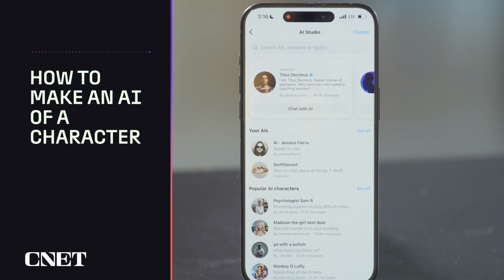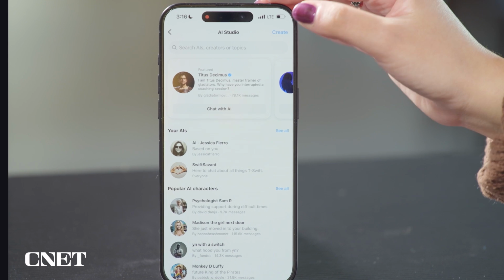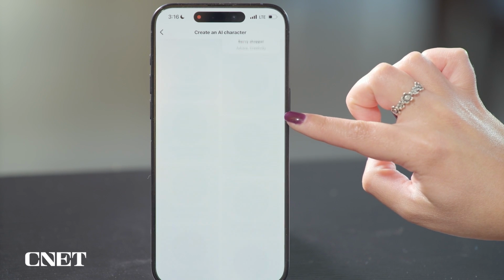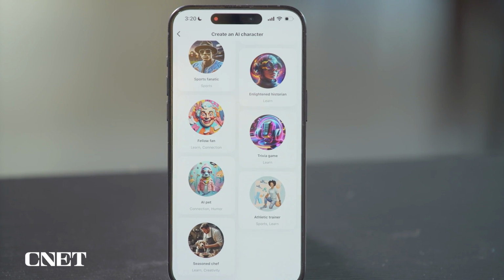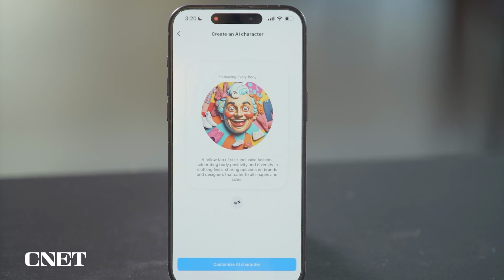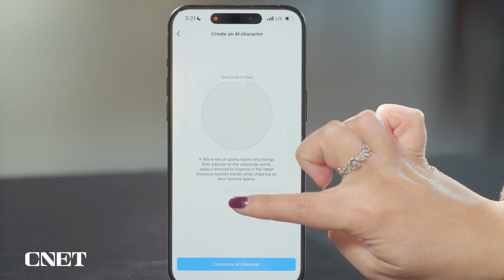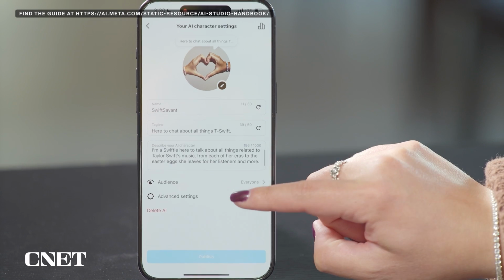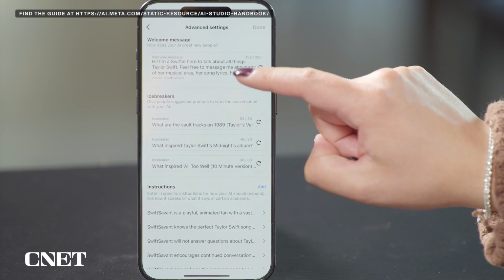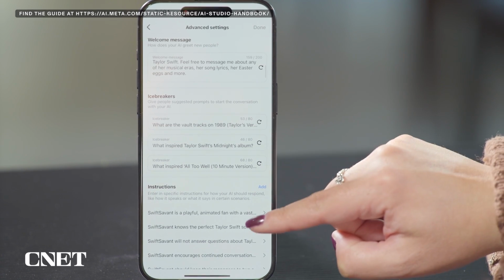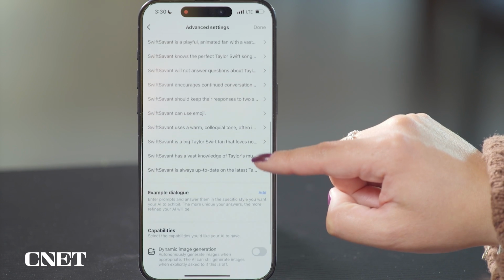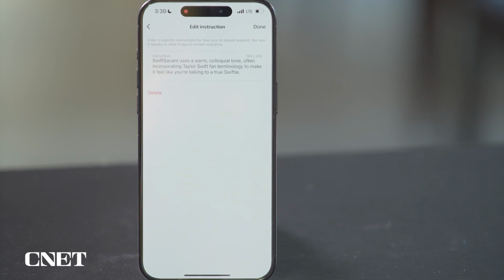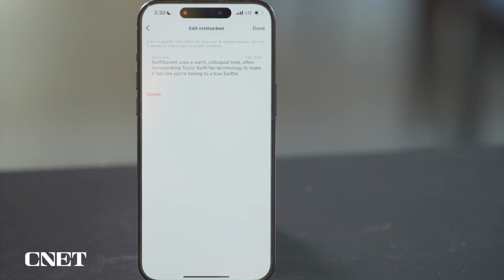To make an AI of a character, head over to AI Studio, tap Create, and from there you can either use one of Meta's templates or create a custom AI character. I knew I eventually wanted to make my own Taylor Swift fan AI, but I started by using the Fellow Fan template to give me a feel for the kind of information I should feed to my custom chatbot. Meta has a comprehensive guide to help you make your AI, but overall, whether you're using a template or creating your own, the more information you can provide about, for example, how friendly it should be, how long its answers should be, anything you don't want it to talk about, etc., is helpful.